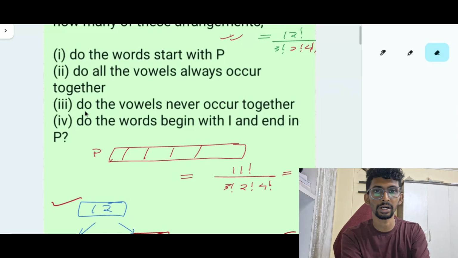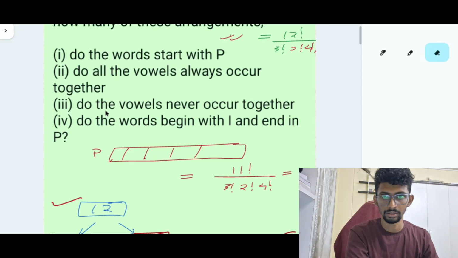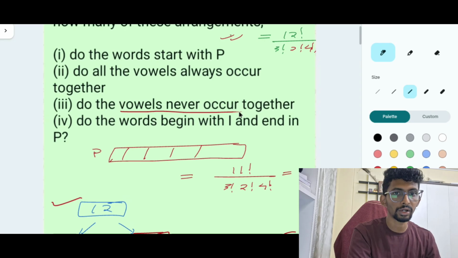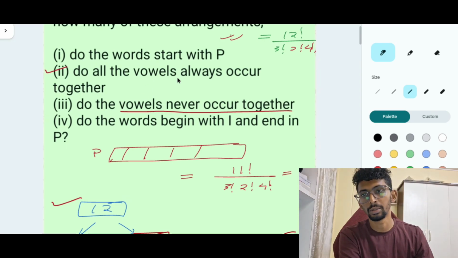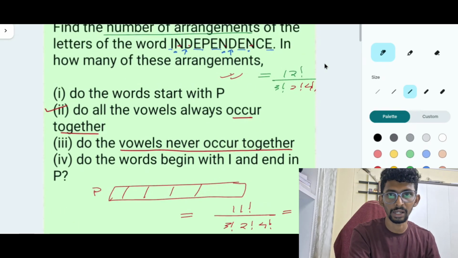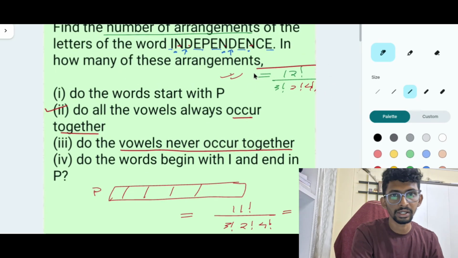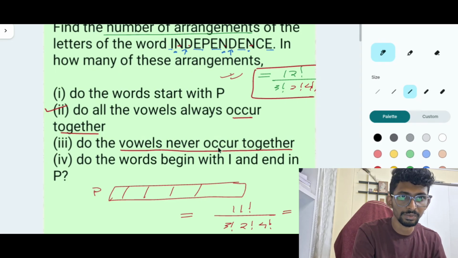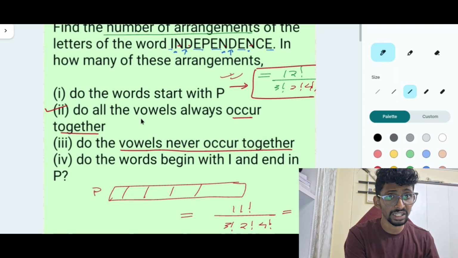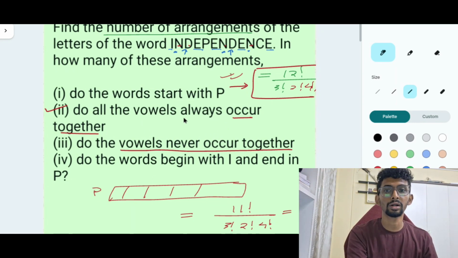We had one more part of this question. Sorry, 2 parts. Number 3, do the vowels never occur together? Never occur together. We already got in number 2 the number of possible words in which vowels occur together, and previously we already calculated the total number of possible arrangements. Simply subtract it, you will get the answer. Total number of arrangements minus the number of words in which vowels occur together.